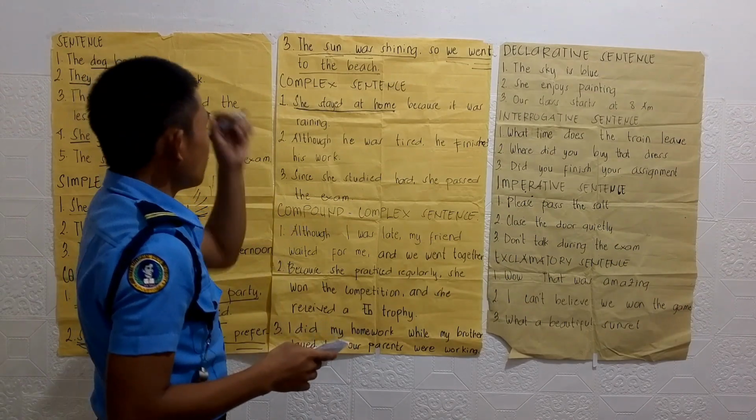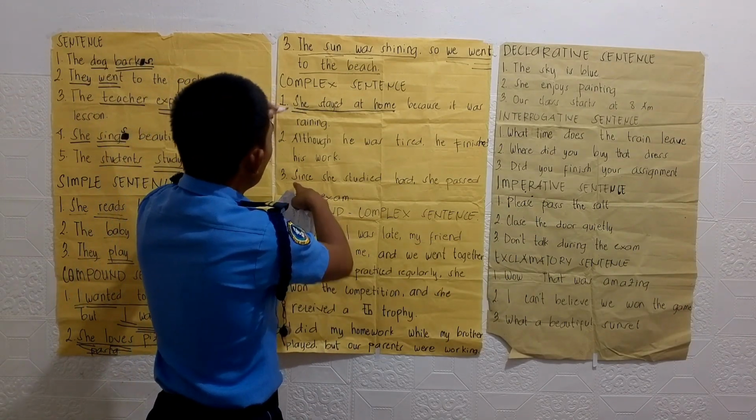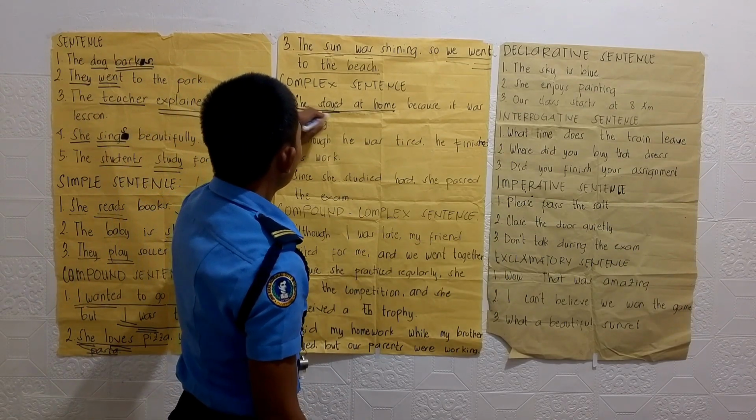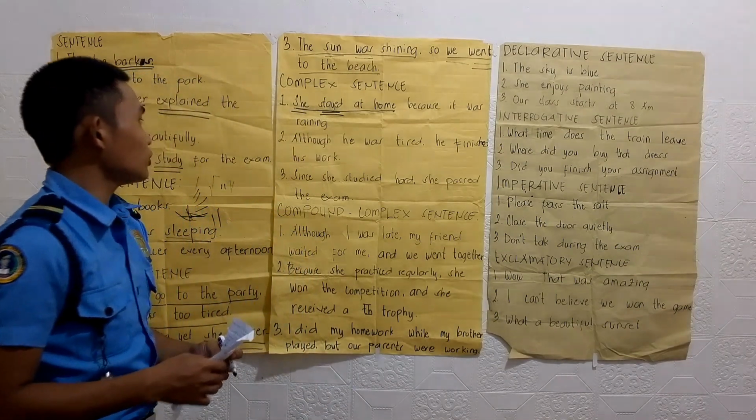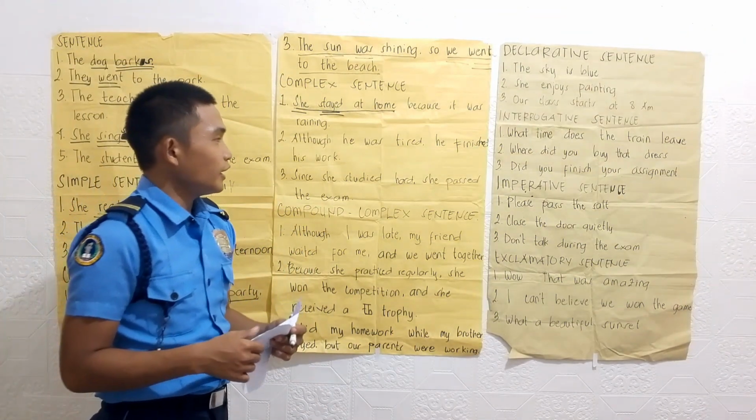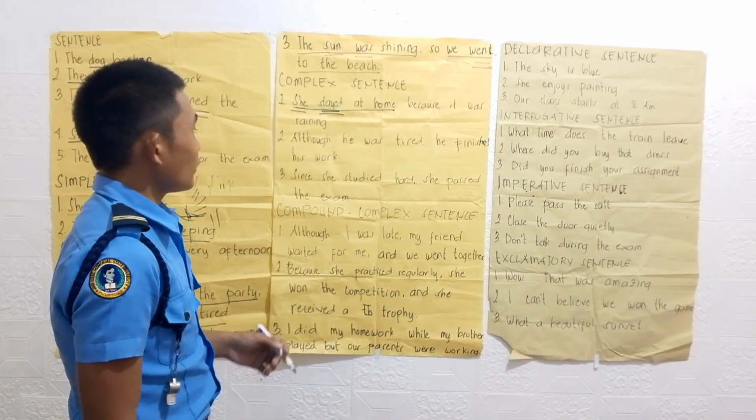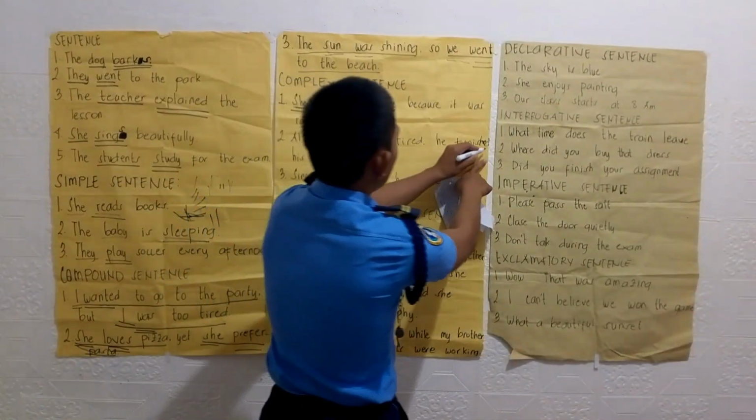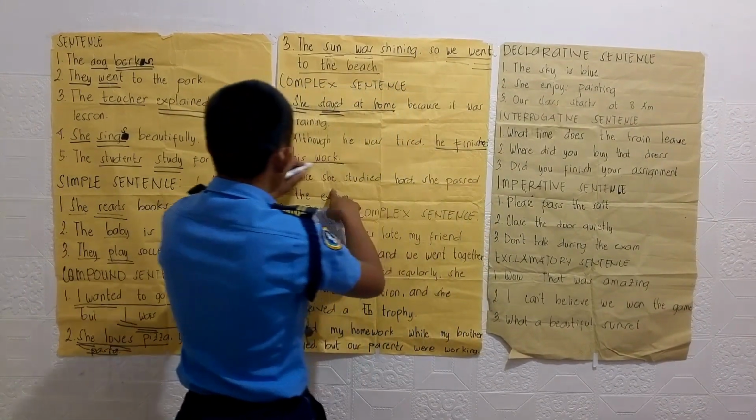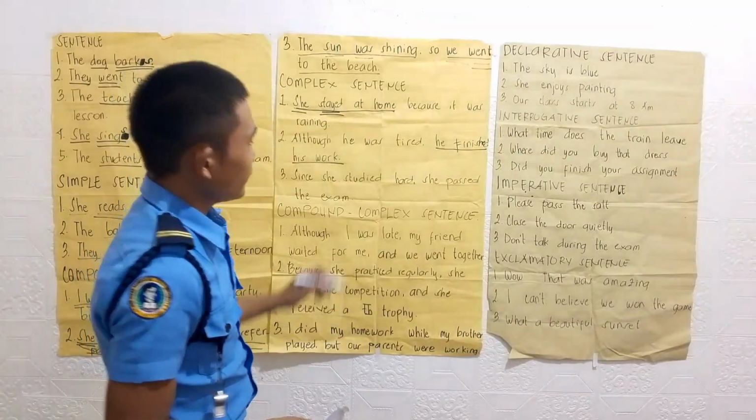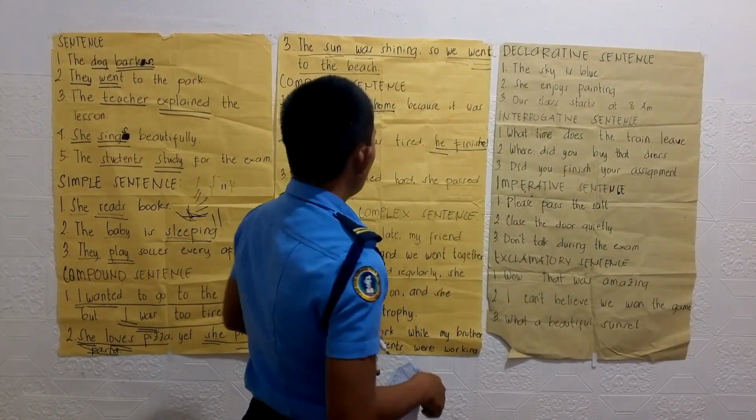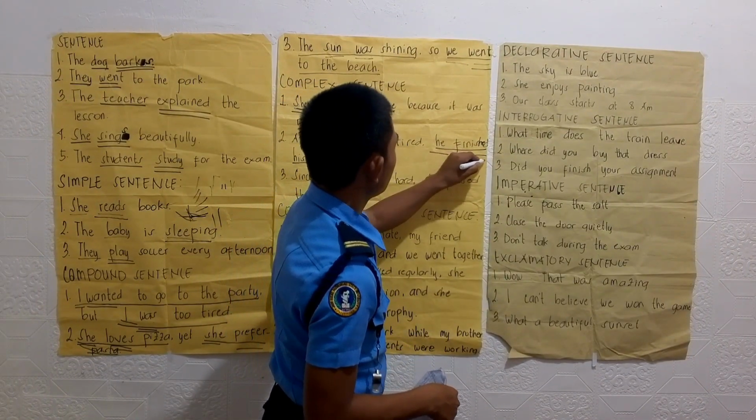Here, our subject is she. Our verb is stayed. So move on to number two. Although he was tired, he finished his work. Our independent clause, ma'am, is he finished his work. Our subject is he, and our verb is finished.